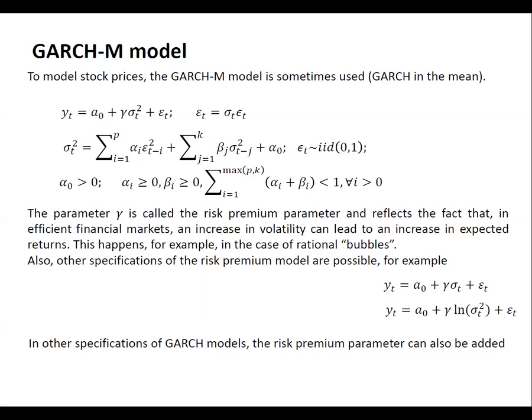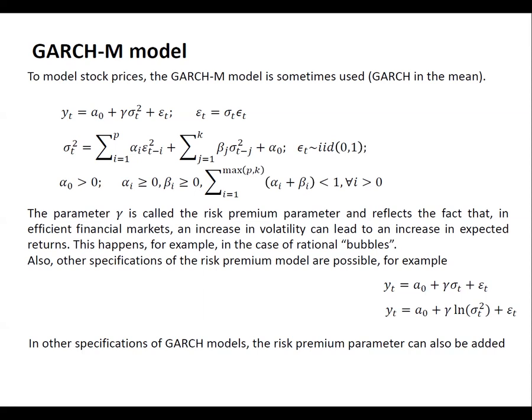So the theoretical rationale here is that in efficient financial markets, an increase in volatility can lead to an increase in expected returns. For example, this can happen in the case of rational bubbles. That is, the greater the risk, the greater, it seems, the return should be. Therefore, perhaps some coefficient gamma as a function of risk affects the expected return. GARCH-M, except for financial markets and stock prices, in my opinion, is not used anywhere else. I haven't heard of such cases.